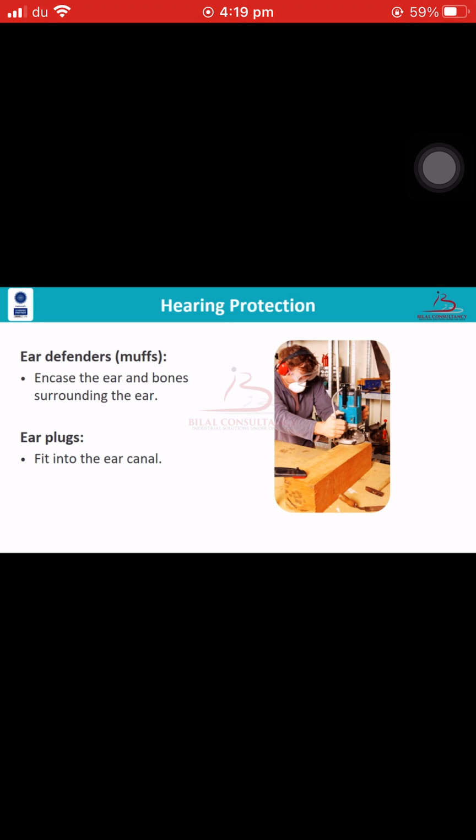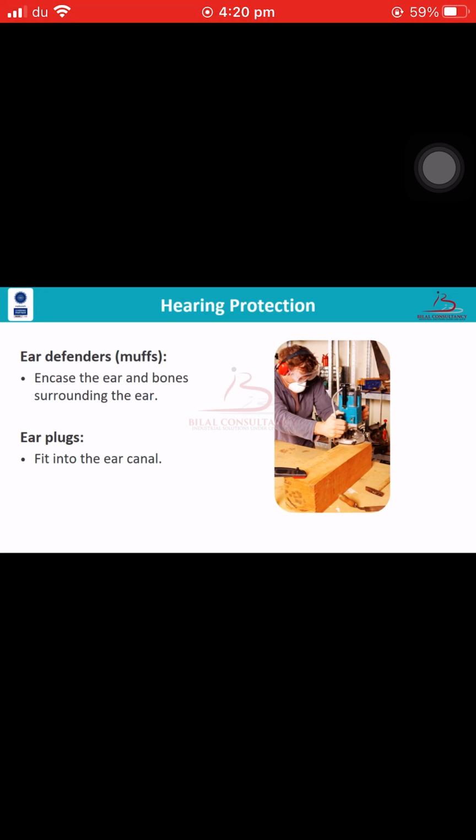There are basically two types of hearing protection. The first one is ear defenders and the second one is ear plugs. Ear defenders are also called ear muffs. Ear muffs are basically large in size, and earplugs are basically small rubber bullet-type plugs, and you can just plug them in your ears. So these are two types of protection which we can use at our workplaces for hearing protection.